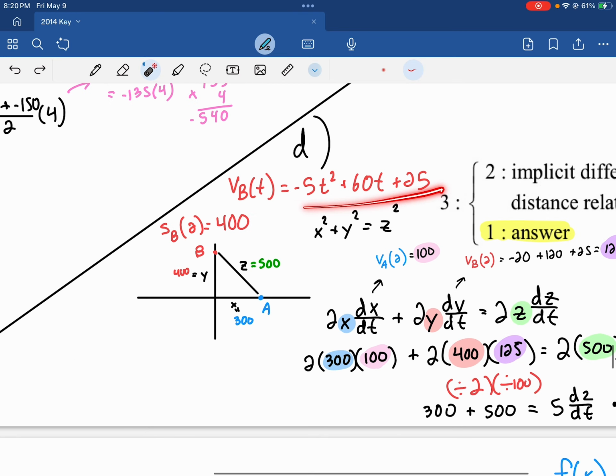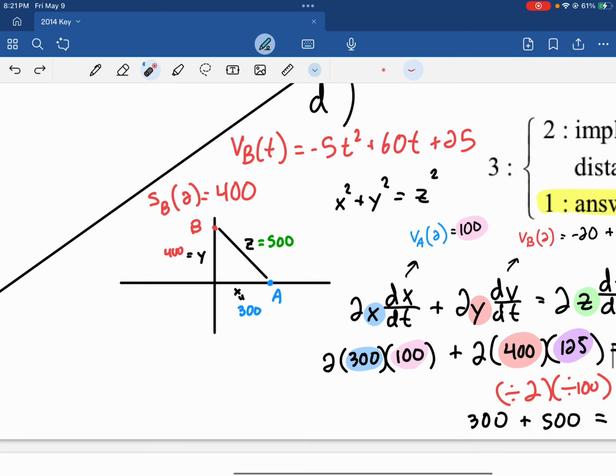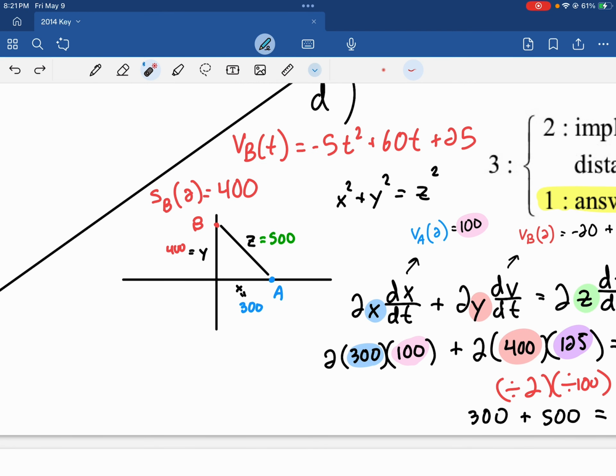So I made a note. Here's a new equation I might want to use, the velocity of B. Here is the origin, or origin station. And at t equals 2, train A is 300 meters east. Train B is 400 meters north.